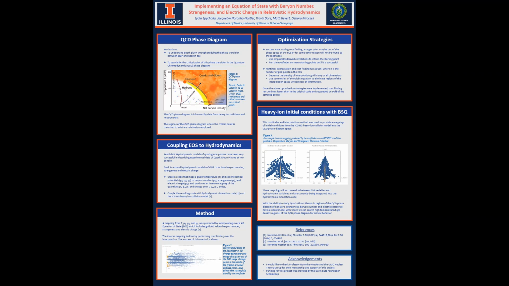So some things to note is that the mappings that we did produce a very expected profile for a heavy ion collision. The temperature regions that are covered are very similar to what we see experimentally, and they're symmetrical in the different chemical potentials.